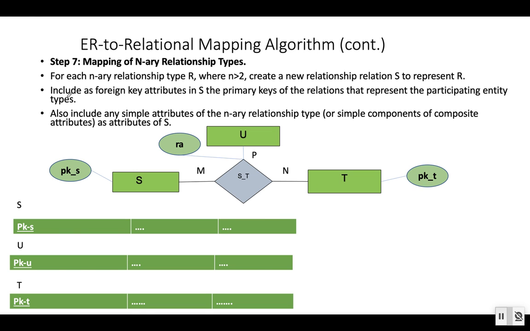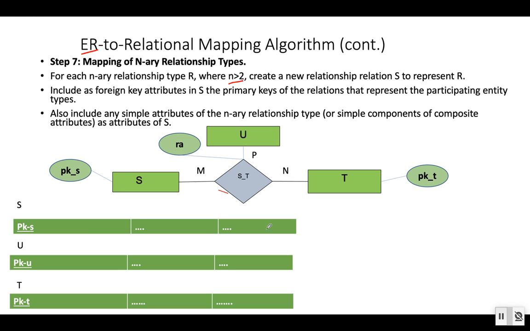Now step 7 from ER to relational mapping. For ER to relational mapping we have a total of 7 steps, and this is our final step. What if we have an N-ary relationship? N-ary relationship means a relationship where the number of participating entity types is greater than 2.